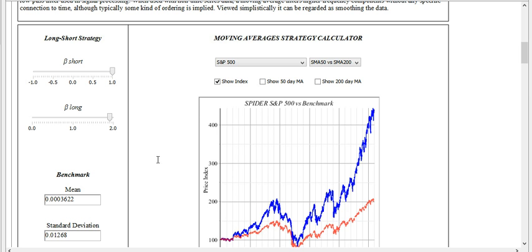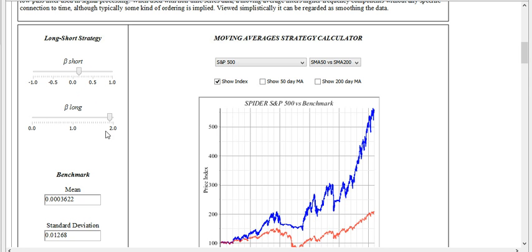So let's say if we had shorted the market just a little bit, I mean, just going a little bit more neutral. Wow, this looks much better. And let's just short the market a little bit more.